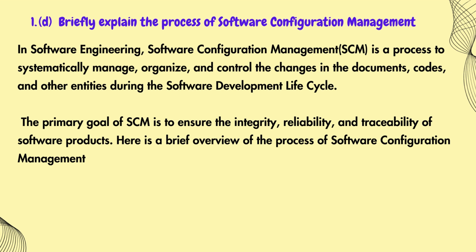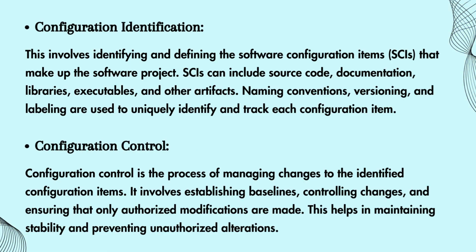Here is a brief overview of the process of software configuration management. The first step is configuration identification. This involves identifying and defining the software configuration items, SCIs, that make up the software project. SCIs can include source code, documentation, libraries, executables, and other artifacts. Naming conventions, versioning, and labeling are used to uniquely identify and track each configuration item.